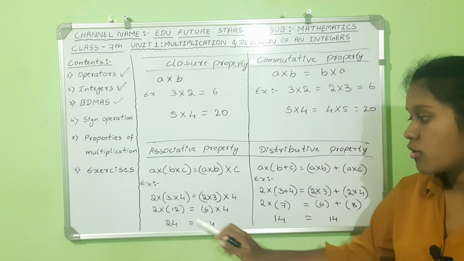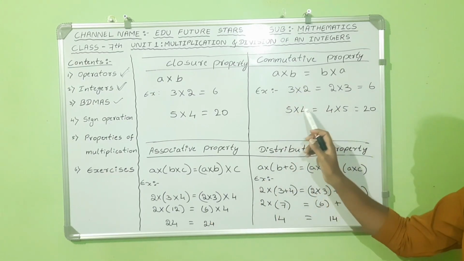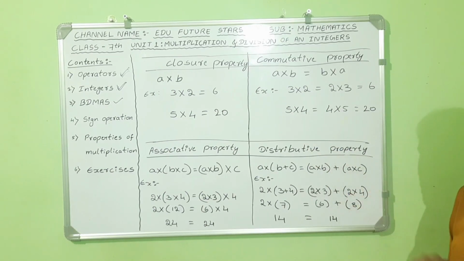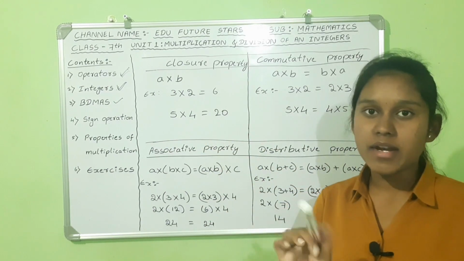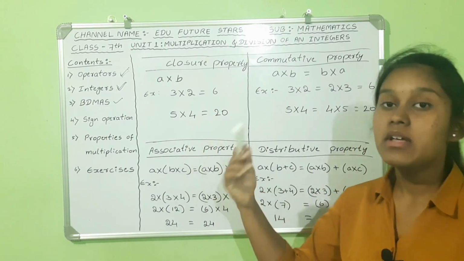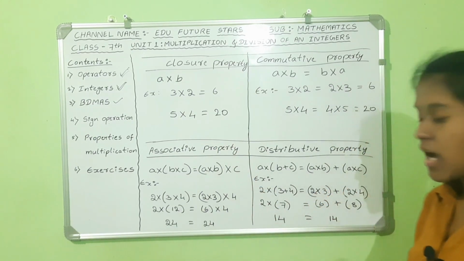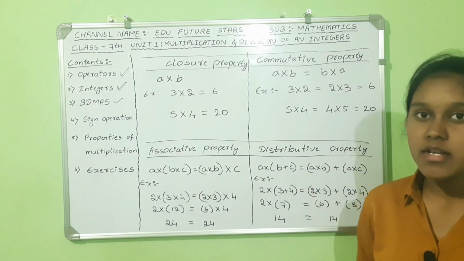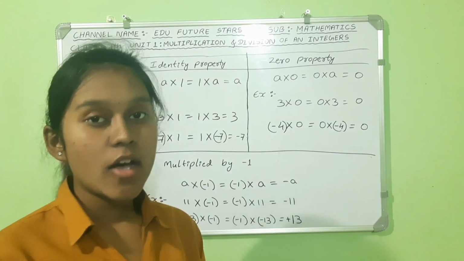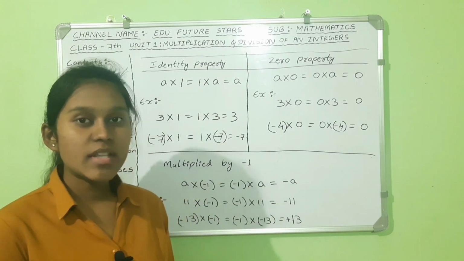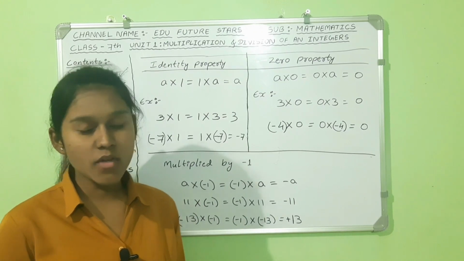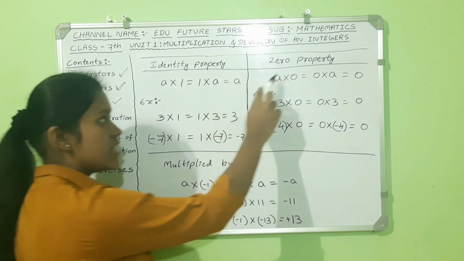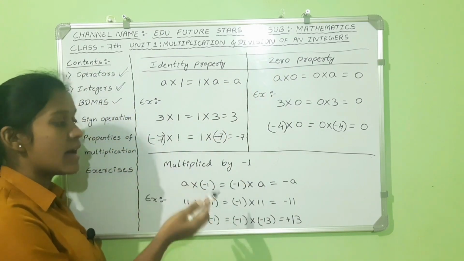So the equation should be equal on both sides, left hand side and right hand side. Here also in associative property, it should be equal. And in commutative property, left hand side and right hand side should be equal. But in closure property, it's just a direct multiplication. Here no need of LHS and RHS like that. Okay, understood? Few more properties are there in multiplication. So let's see that. Now let's continue with the other 3 types in properties of multiplication. Those are identity property, zero property and multiplied by -1.